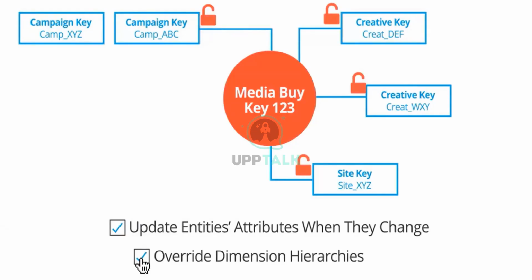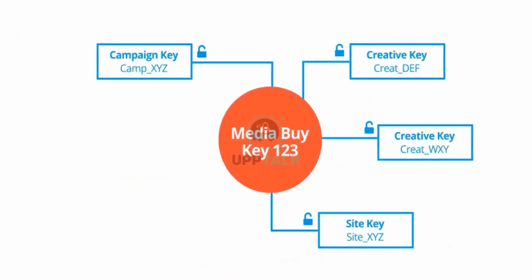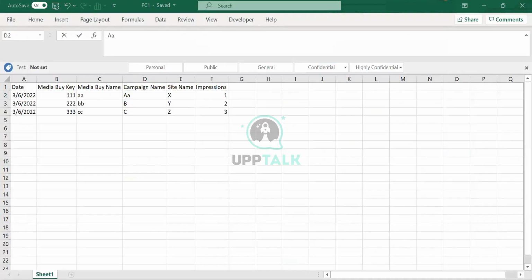When you want to change the entity, you go and tell it override dimension hierarchies, you check it. What happens is your entity level gets unlocked and your data model gets updated.